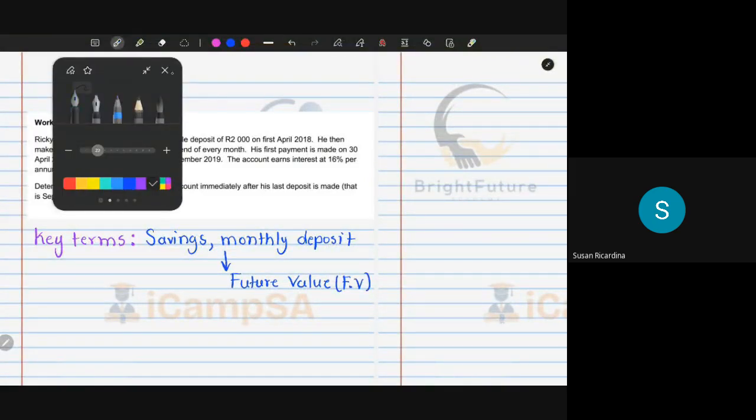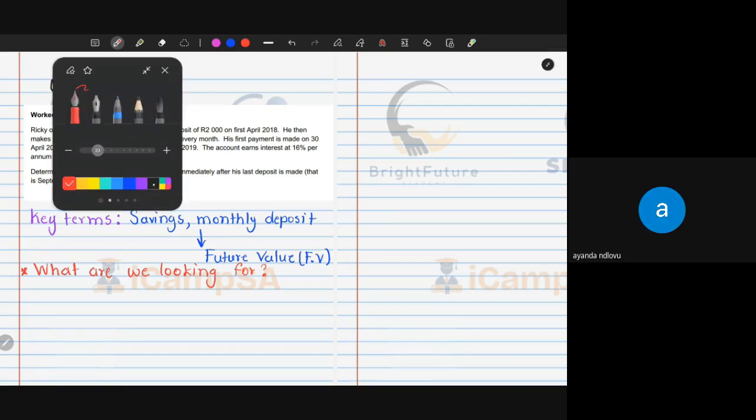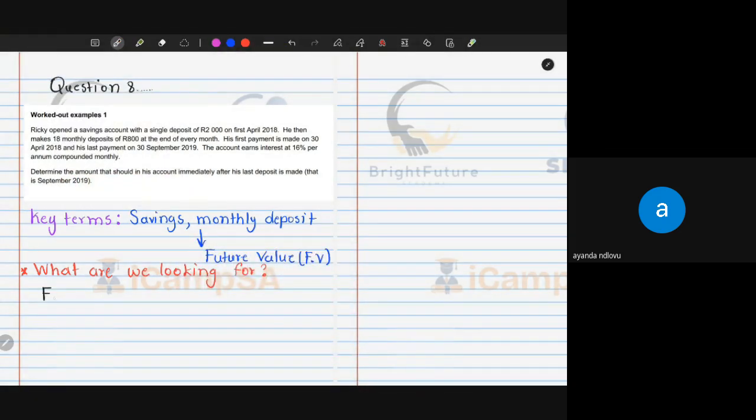Okay. So with this said, now we need to figure out, guys, what are we looking for here? Anyone? Determine the amount. We're looking for the future value. Okay, so someone is saying we are looking for the future value. Anyone else? Okay, maybe let's put this up as the only thing that is happening.